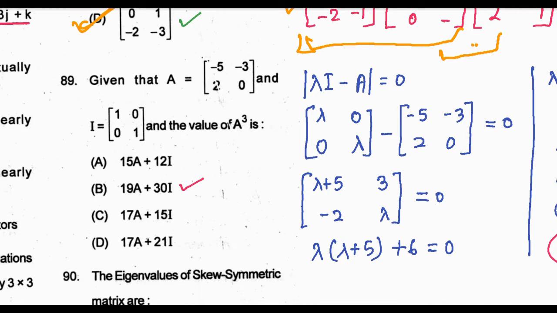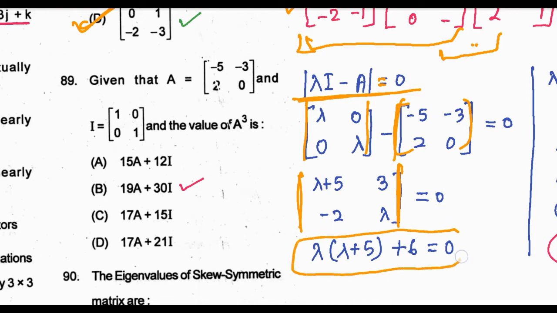Then what is the characteristic equation? The characteristic equation is lambda I minus A equal to 0, or A minus lambda I equal to 0. That means the determinant of lambda I minus A is equal to 0. You can also write A minus lambda I, because it is equal to 0. We can multiply by minus 1 on both sides. This is the determinant sign, not the matrix sign. So what we are getting, the characteristic equation, is lambda into lambda plus 5 plus 6 equal to 0. This is the characteristic equation of matrix A.